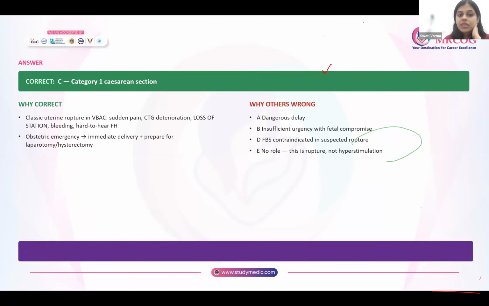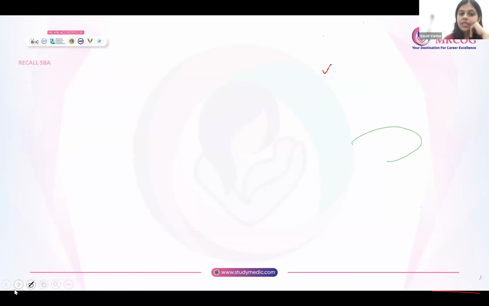So why classic? This is classic uterine rupture presentation with sudden pain, CTG deterioration, loss of station, bleeding, and hard to hear fetal heart. It's an obstetric emergency, immediate delivery, and prepare for laparotomy. If laparotomy is given in the option, you can choose that also. Loss of station plus pain in a VBAC, it is rupture until proven otherwise. So don't waste time on conservative measures.